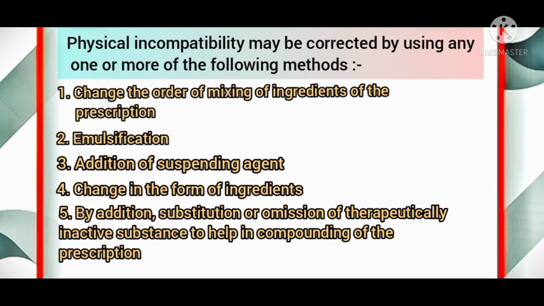Following methods are used to correct physical incompatibility. First, change the order of mixing of ingredients of prescription. As for example, we can consider the dry gum method and wet gum method. In both, oil, gum and water are added, but the order of adding these three ingredients is different to get an accurate product. Second, emulsification. Third, adding of suspending agent.